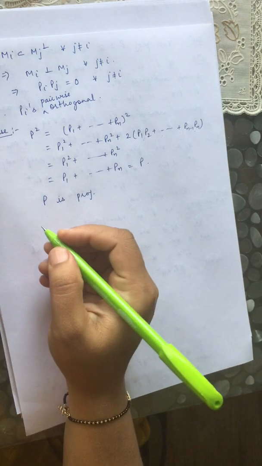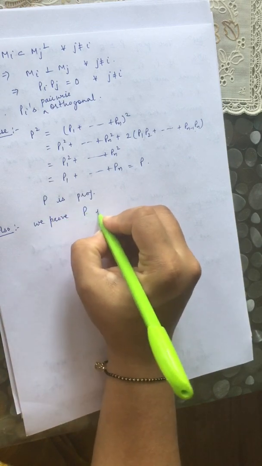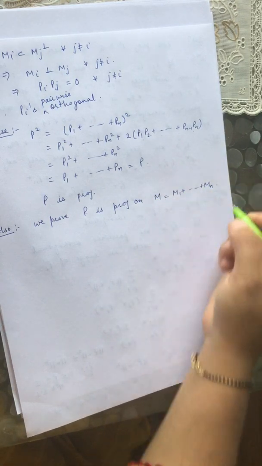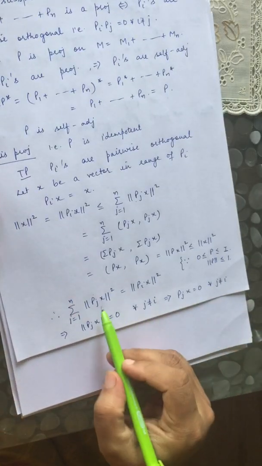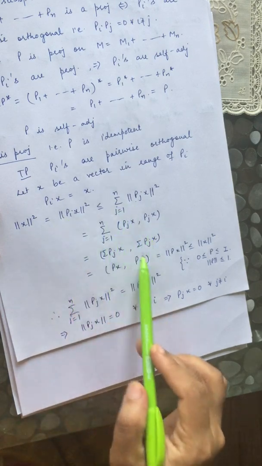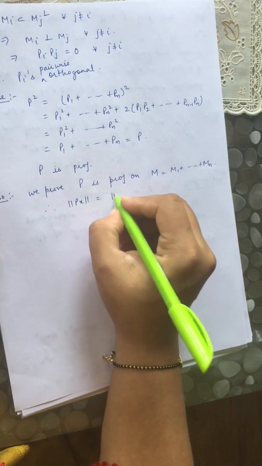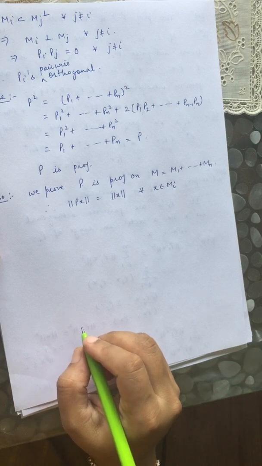Now moreover we have to prove if this thing holds, then this P is actually a projection on M, where M is sum of all the spaces M1, M2, up to Mn. We want to prove P is projection on M, where M is this M1 plus up to Mn. Now firstly we observe from this statement that because we have proved that all these factors are equal in this inequality, so we have norm of Px is equal to norm of x. So we have observed in that inequality that norm of Px is equal to norm of x for every x in Mi. Whenever x belongs to Mi, norm of Px is equal to norm of x.